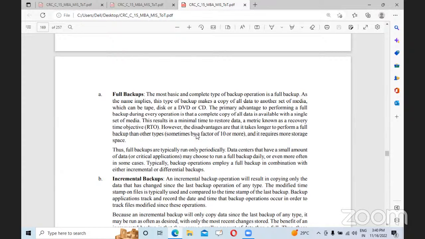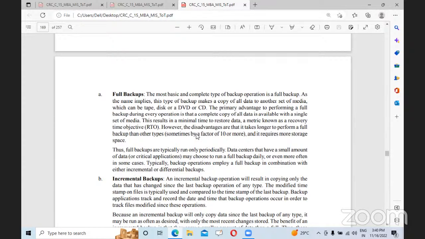However, the disadvantage is that it takes longer to perform a full backup than other types. Thus, full backups are typically run only periodically. Data centers that have a small amount of data may choose to run a full backup daily or even more often in some cases. Typically, backup operations employ a full backup in combination with incremental or differential backups.